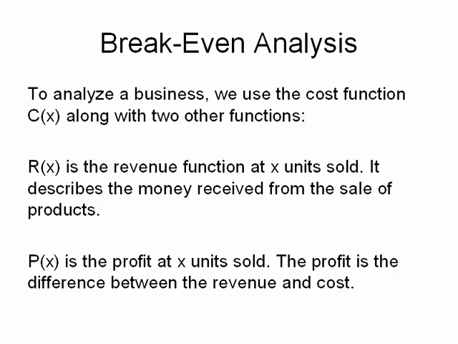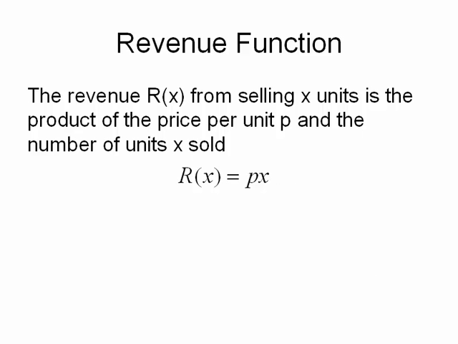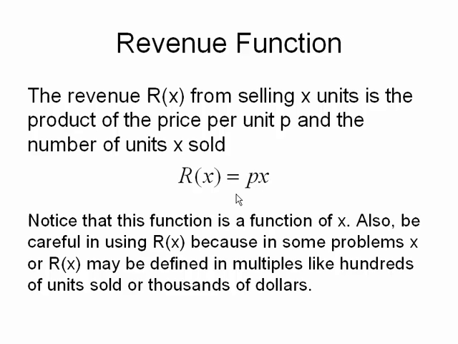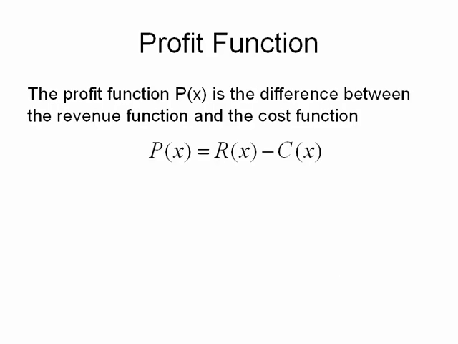and costs. So the revenue R of x from selling x units is the product of the price per unit p and the number of units sold x. So R of x is simply p times x. Notice that this function is a function of x. Also, be careful in using R of x because in some problems x or R of x may be defined in multiples like hundreds of units or thousands of dollars.